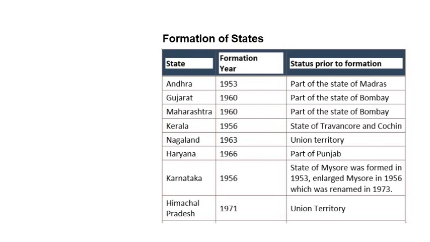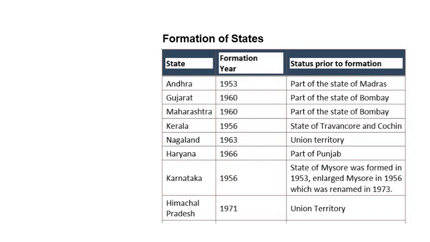The first one is Andhra Pradesh. It was formed in 1953. Status prior to the formation: part of the state of Madras. Gujarat and Maharashtra got separated in 1960. It was part of Bombay. Kerala got separated in 1956, from the states of Travancore and Cochin.